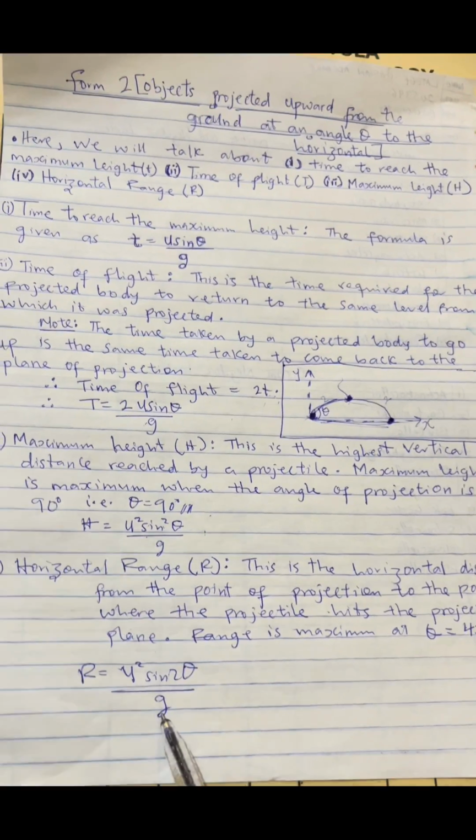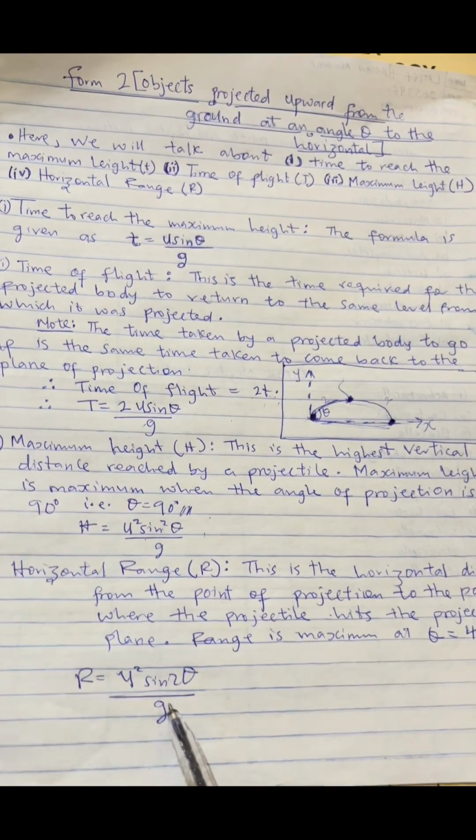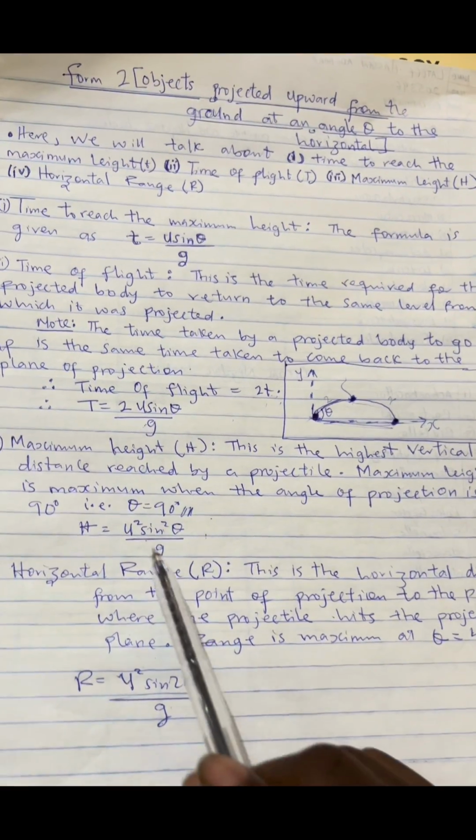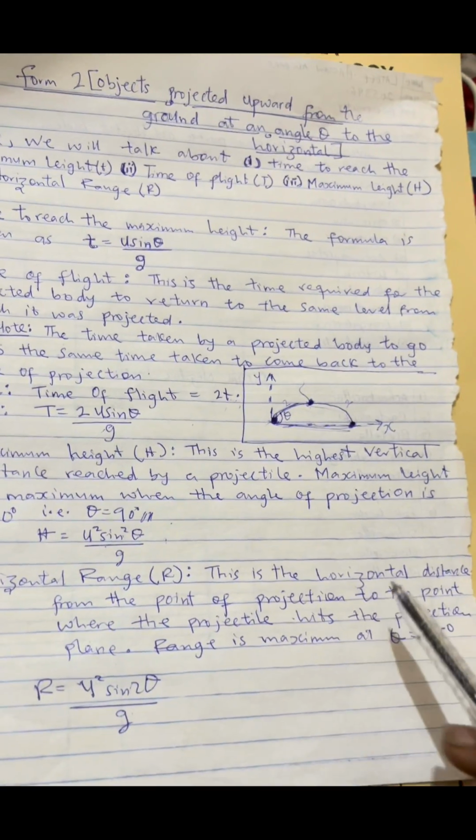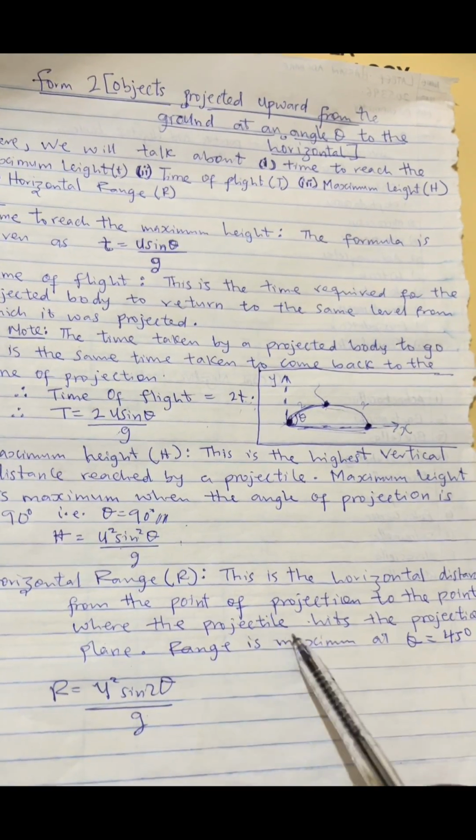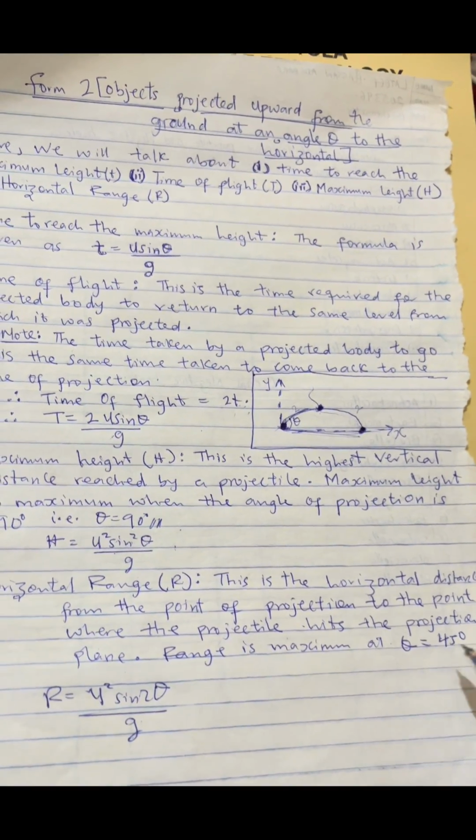The formula for your horizontal range is R equals u square sine 2 theta over g. You must not confuse the horizontal range formula with the maximum height formula. And you have to know that the horizontal range is maximum at angle 45 degrees.